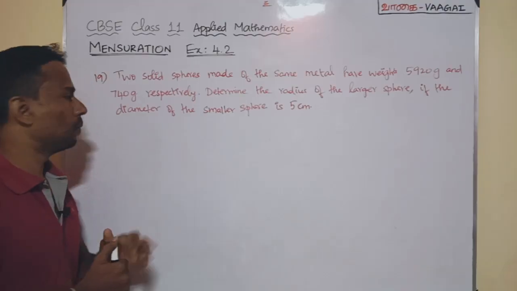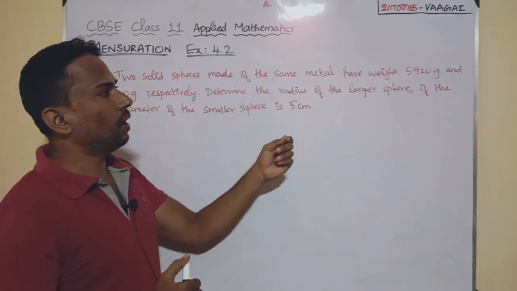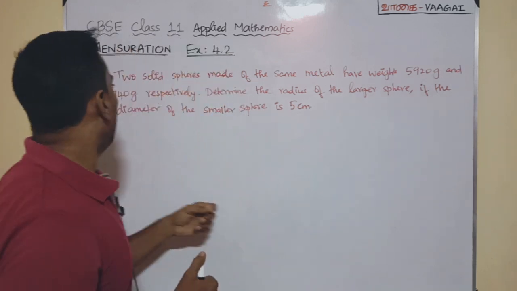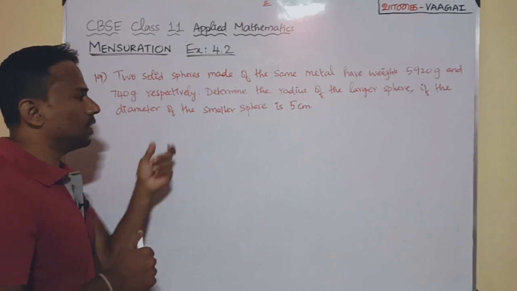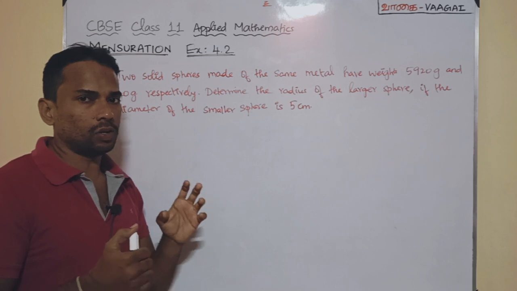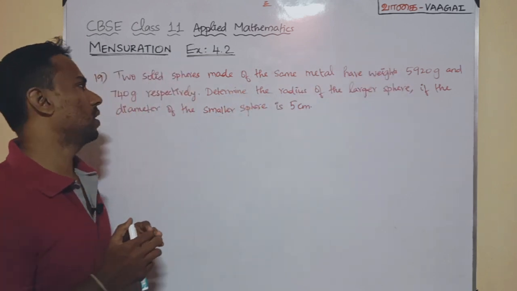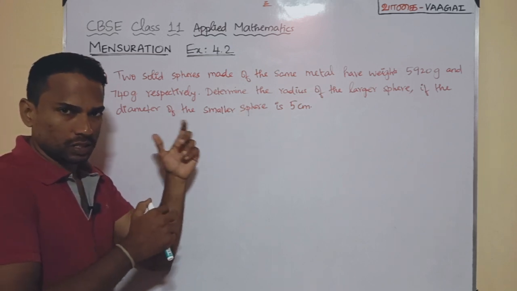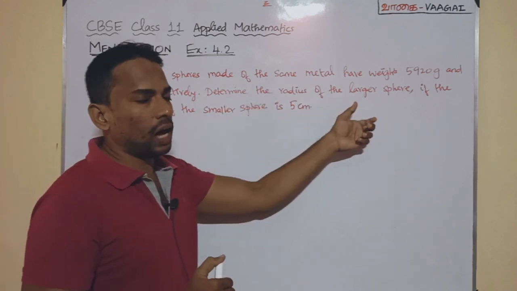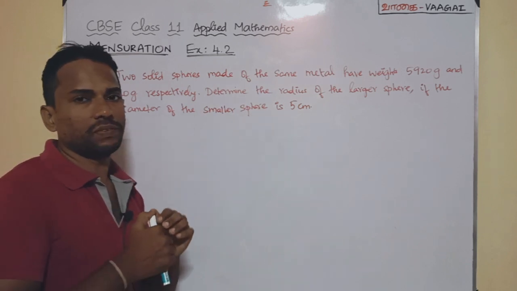Moving next to question number 19. Two solid spheres made of the same metal have weights 5,920 grams and 740 grams respectively. So there are two solid spheres made with the same metal, and they have given the weights. Now we have some property to be discussed here, but let's finish the question first. Now determine the radius of the larger sphere if the diameter of the smaller sphere is 5 centimeter.